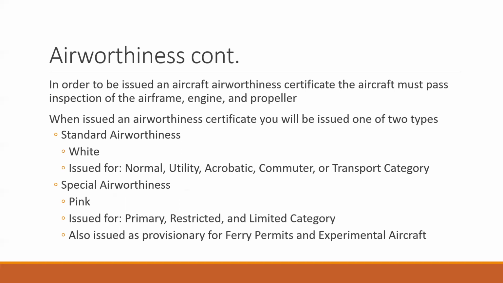So when we're talking about airworthiness certificates, there's really two types. There's a standard and then there's a special airworthiness certificate. In order to be certified, you have to pass inspection on the airframe, engine, and the propeller, all three of those things, in order to get an airworthiness certificate. A standard airworthiness certificate is issued for the normal, utility, acrobatic, commuter, and transport category aircraft. And this is going to be white.